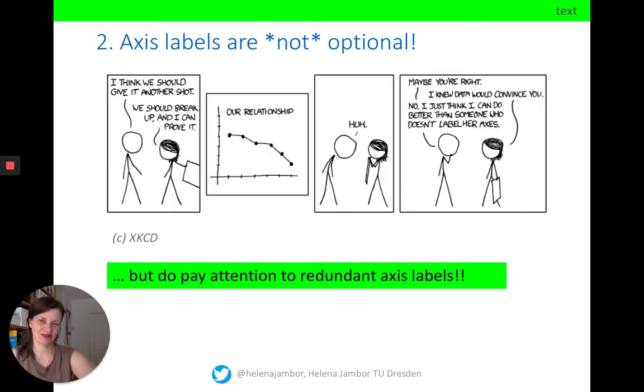But do pay attention to redundant axis labels. Sometimes our x-axis says day 1, day 2, day 3. In that case, you might consider just labeling it 1, 2, 3 with days as the title of the axis. So do pay attention where you have redundant labels that can be moved to the title or to the legend.